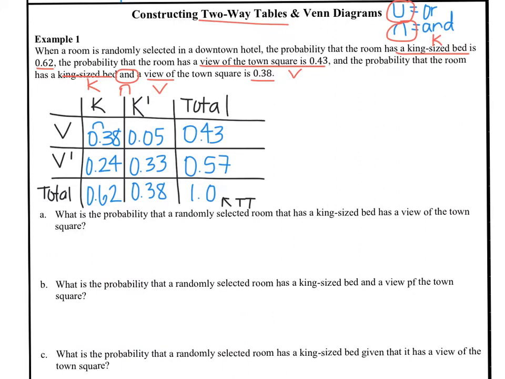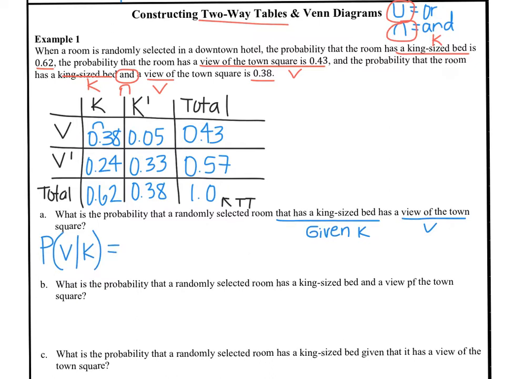So as we read through example 1, or part A, it says, what is the probability that a randomly selected room that has a king-size bed, so this is our given, also has a view of the town square? Okay, so we're given K, but we're finding the view rooms within the domain of K. So we're finding the probability of the rooms that have a view, given that they also have a king-size bed.